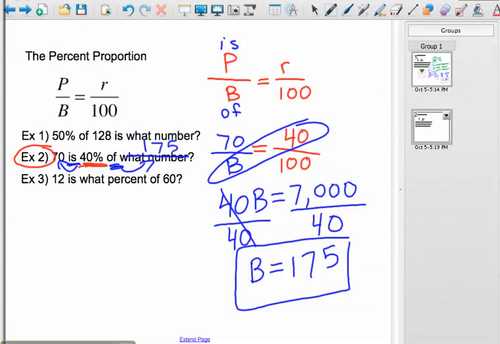So that's the second type of example, where you have the part, but you do not have the whole value. In the next video, you're going to see something using the percent proportion that's only slightly different. Use the same proportion, but the unknown value is different.